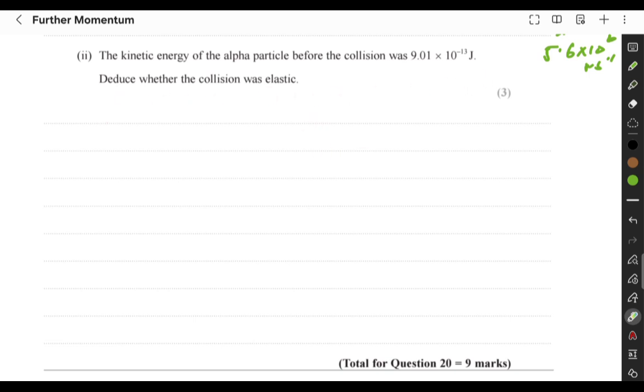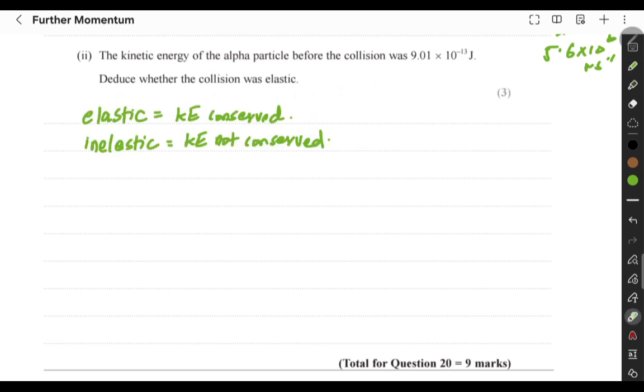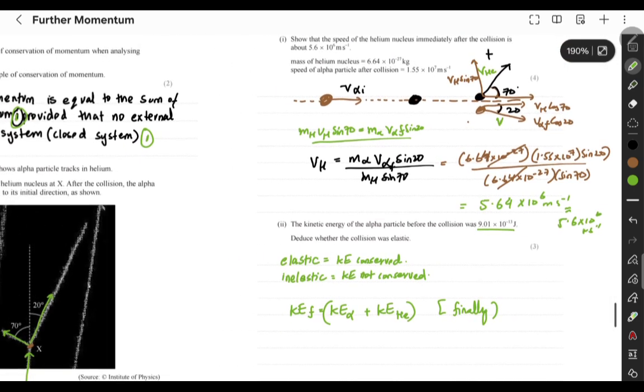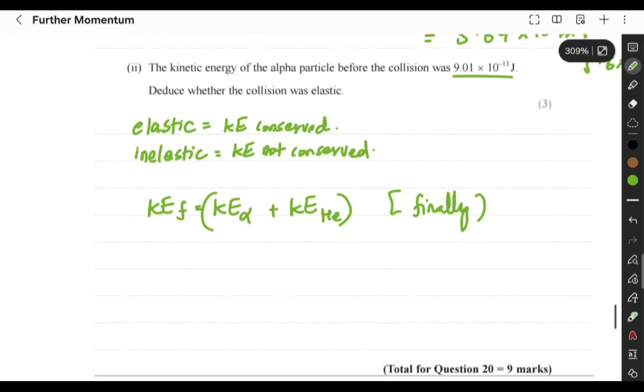Deduce that the collision was elastic. So just a reminder, in elastic collisions, KE is conserved; in inelastic collisions, KE is not conserved. So they have given us the initial kinetic energy. Let's find the final kinetic energy. So the KE final is equal to the KE of the alpha particle plus the KE of the helium nucleus when we're looking at the situation finally. Okay, right, so we have the velocity of both of them actually.